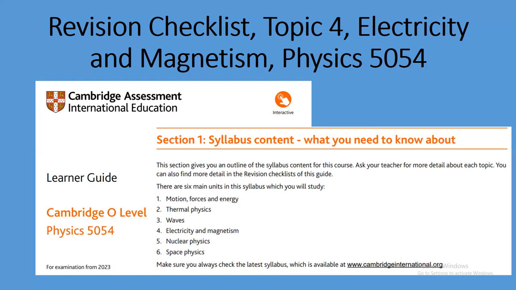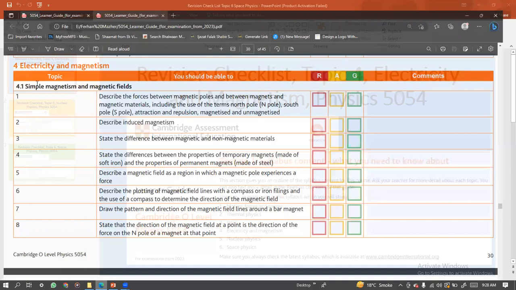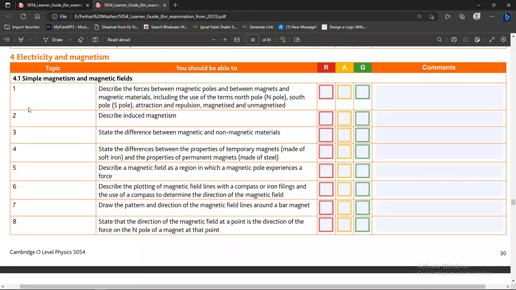So here I will show you a table, and in that table you see the topic number 4, electricity and magnetism. There are 4 columns. The first column has the topics you will study. In the second column, you should be able to. Here we have the content in the syllabus you need to cover.